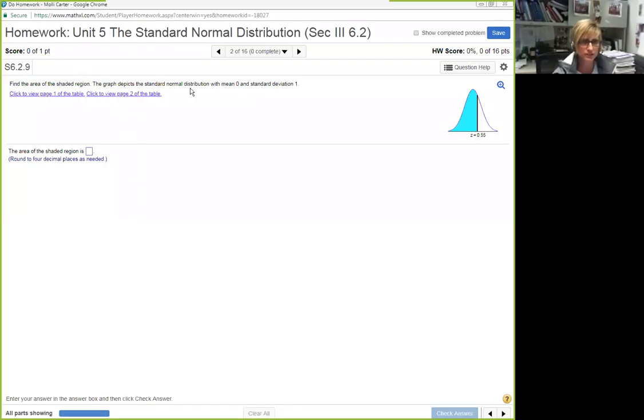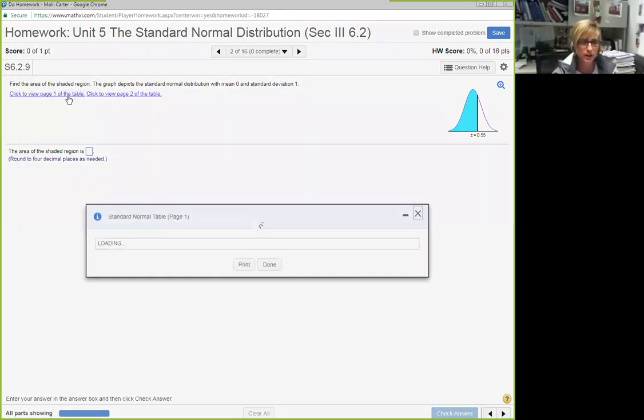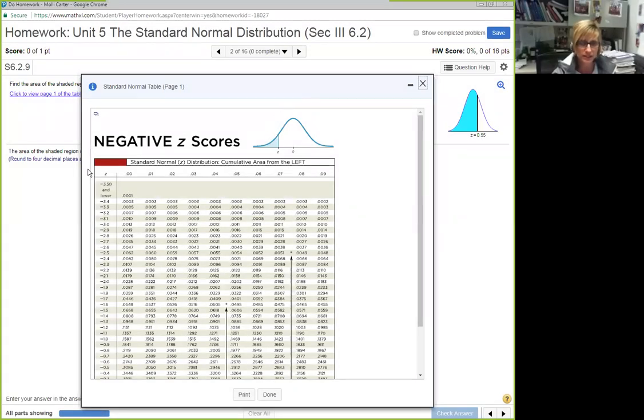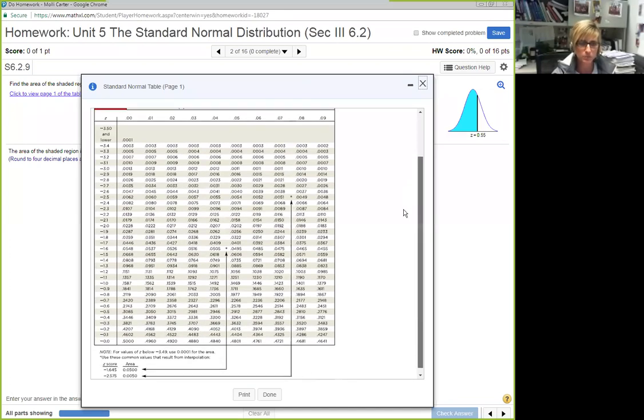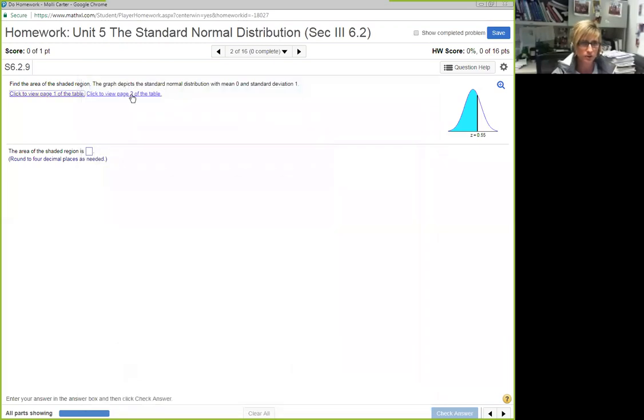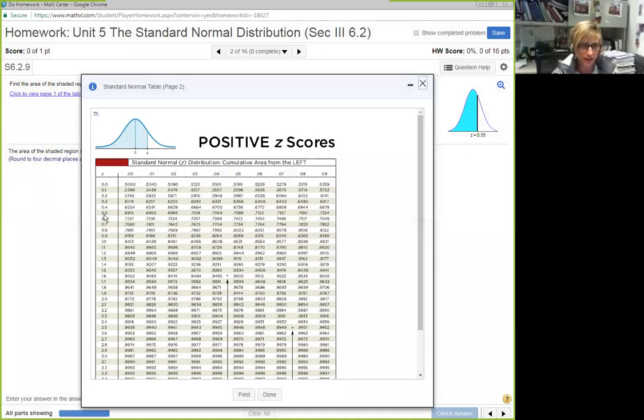Okay, so find the area of the shaded region. The graph depicts the standard normal distribution with a mean of 0 and a standard deviation of 1. If you notice, this chart gives you the area to the left of Z. So you're going to look up your value of Z being 0.55. It looks like this page, they're all negative. So I'll go to page 2, and I'm going to look up 0.5, and it's 0.55, so I come straight across to 0.55, so it's this value here, 0.7088. Okay, so that's how we use that chart.